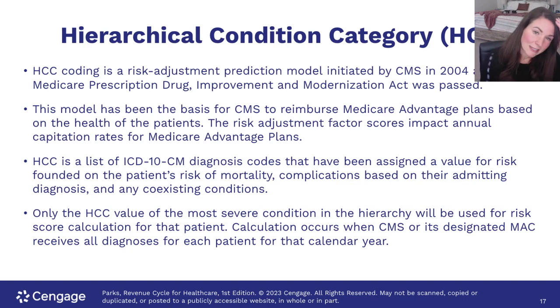Each HCC is a list of ICD-10-CM diagnosis codes that are assigned a risk value based on the patient's health, right? So their principal diagnosis and any coexisting conditions, okay? So each patient has this HCC, this list, right? To get this list, all of a patient's conditions are organized by body systems or disease process, okay? Then it's further subdivided into condition categories based on things that cost like similar amounts. And then it's even further divided.